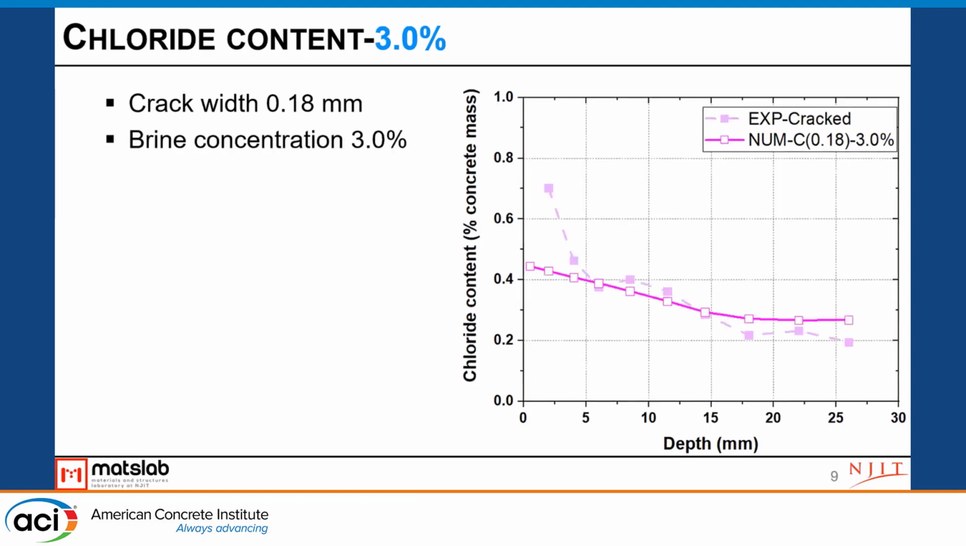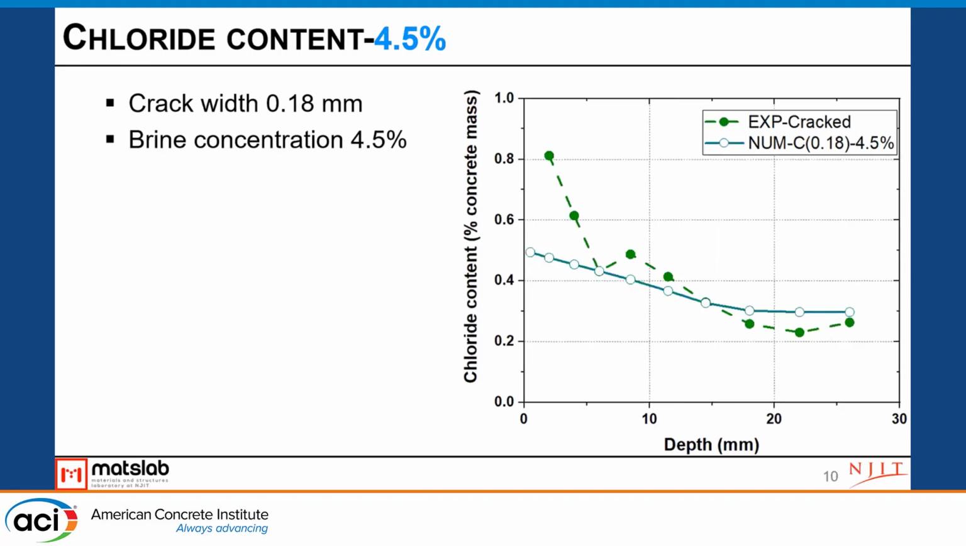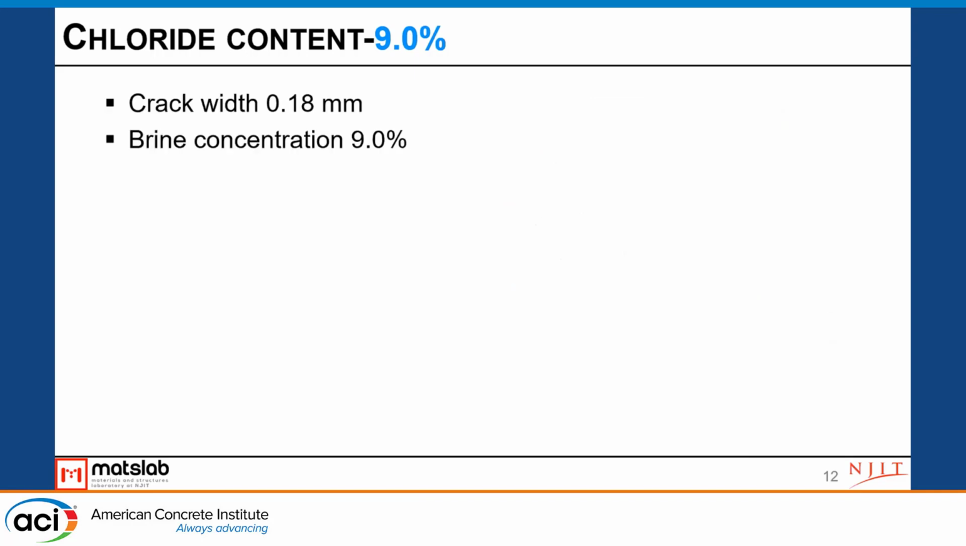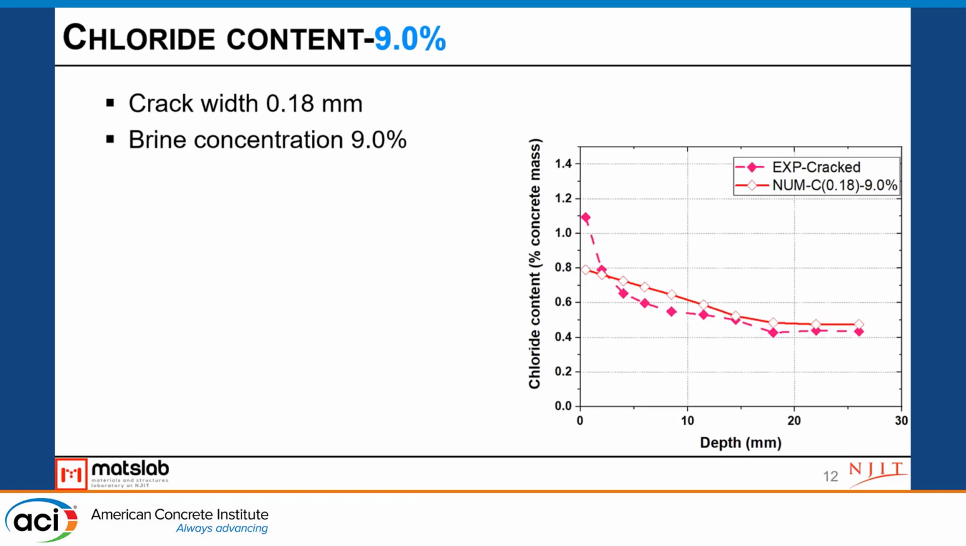So on and so forth, we got a similar trend with the 3% surface chloride ponding condition, and also for the 4.5 and 6% ones. Here we used a different crack width because we want to compare the result directly to what we get from the test. And same with the 9% one. So we got a series of these tests and numerical simulation results.